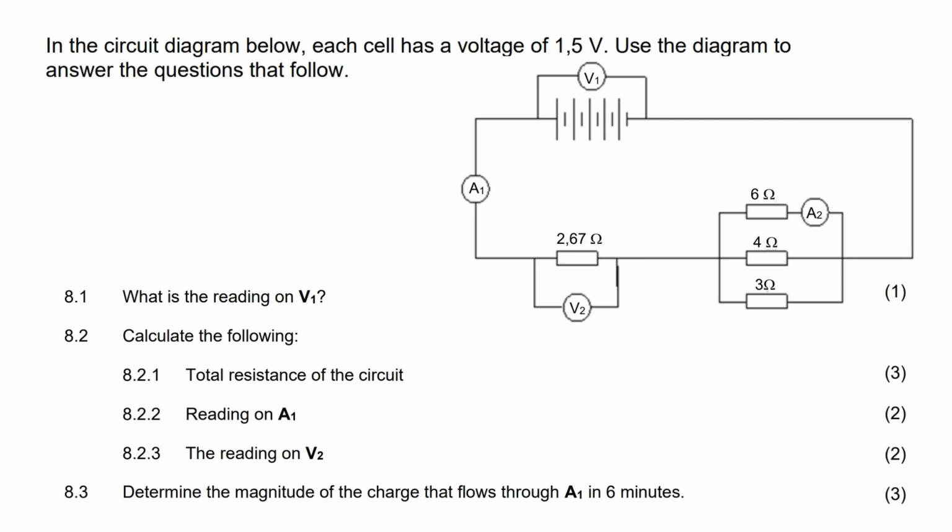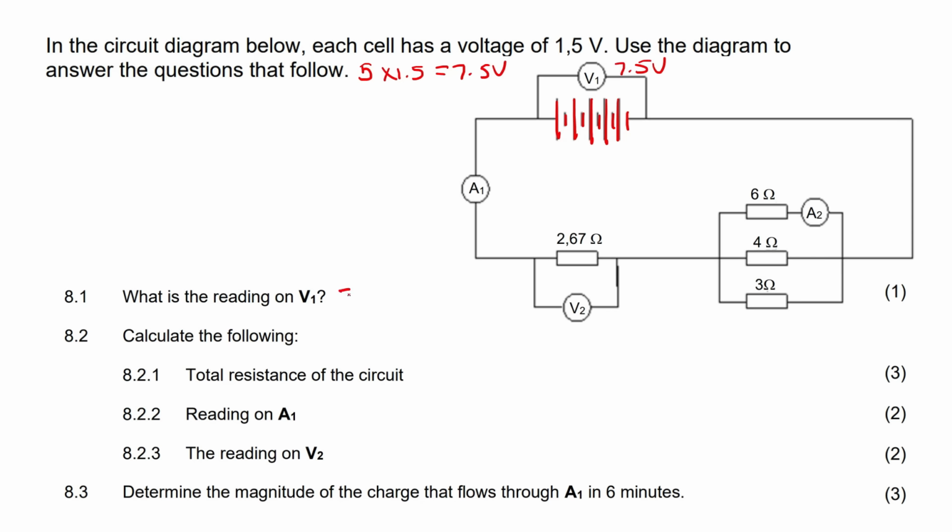In the circuit diagram below, each cell has a voltage of 1.5. Now remember, a cell is a long line and a small line. So how many of those are there? There's one there, a second one, a third one, a fourth one, and a fifth one. So that means there's 5 of them. What is 5 multiplied by 1.5? That'll give you 7.5 volts. So this is a 7.5 volt battery.